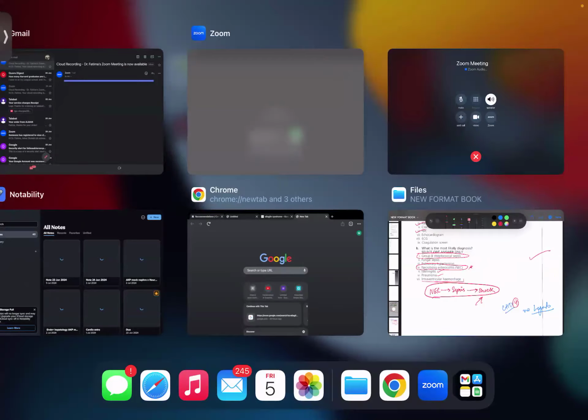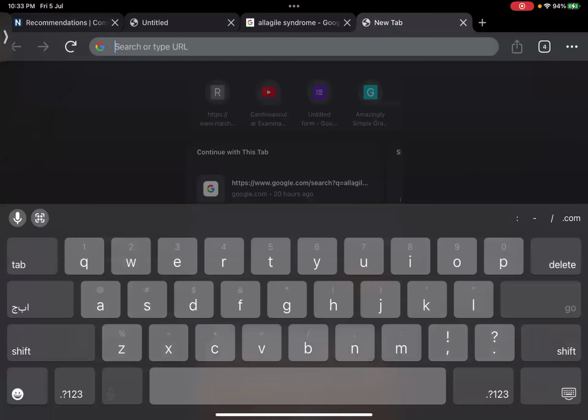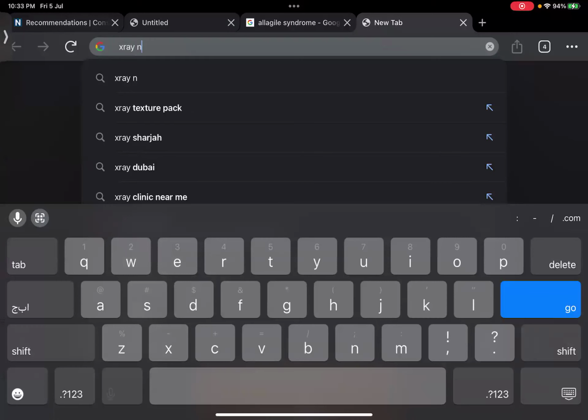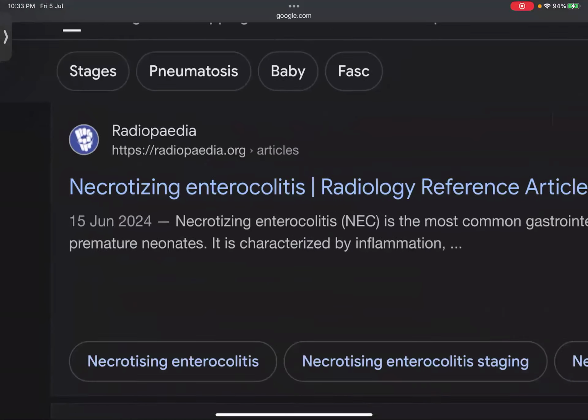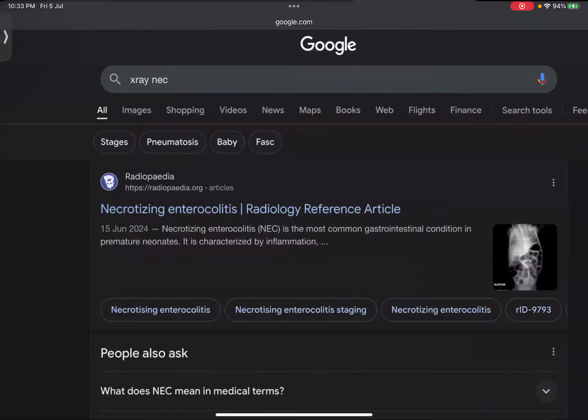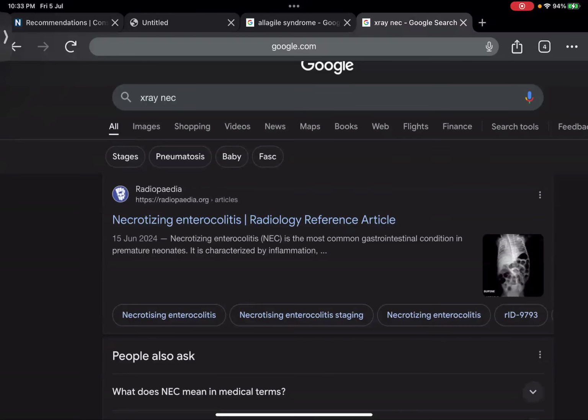X-ray. Let me show an X-ray of NEC. Yeah. Can you see this Radiopaedia? Okay, let me tell you something. Usually in the MRCPCH exam, most of the pictures, that's what I have found, most of the pictures are actually, at least if it's an X-ray, they are taken from this Radiopaedia. Okay, so if you're looking to practice for exam, look through the pictures of Radiopaedia.